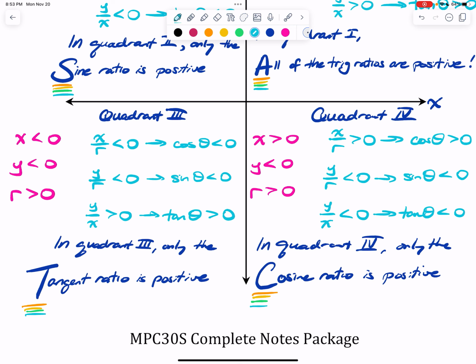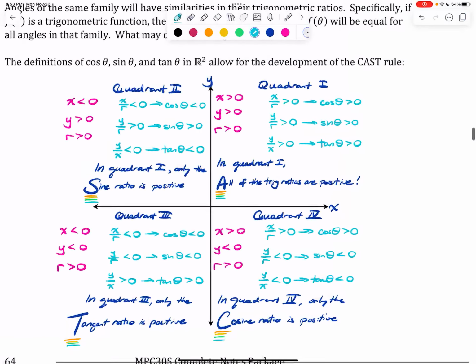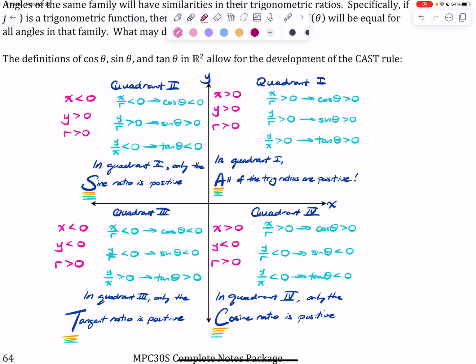You look at what's positive in each one of these quadrants. In quadrant 1, it's all of them. In quadrant 2, it's just sine. In quadrant 3, it's just tan. And in quadrant 4, it's just cosine. And that is your CAST rule. It tells you which trig ratio is positive in each quadrant. The C for cosine, the A for all of them, the S for sine, and the T for tangent.